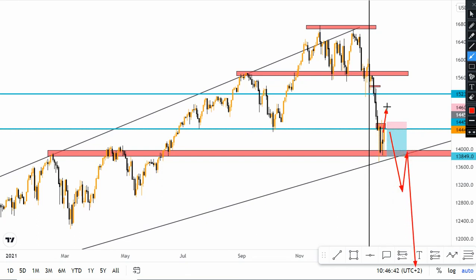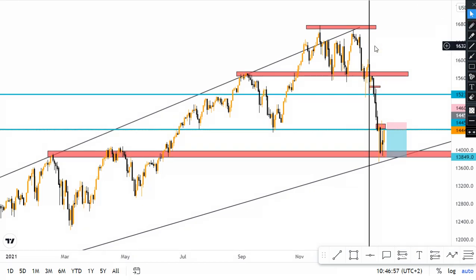Or if it breaks this small channel, we wait for a retest and then we continue with it, maybe up to here or up to wherever it goes, because it's known for being a bullish market, obviously, so we can hold it. That's what I think is going to happen to Nasdaq for the week that is coming.